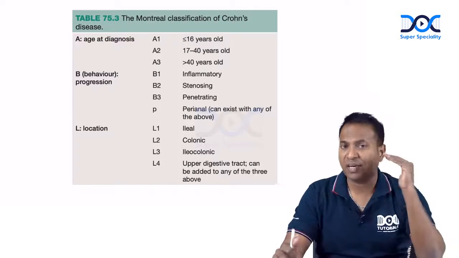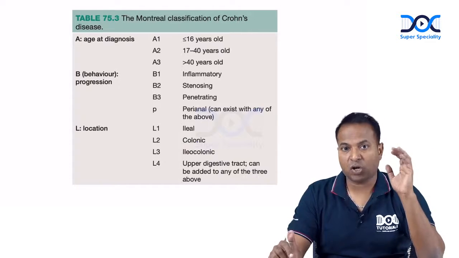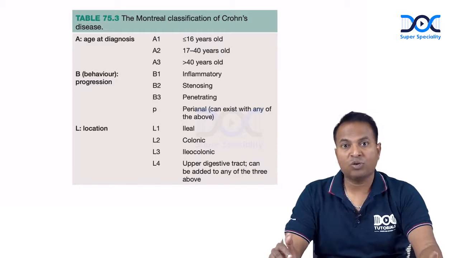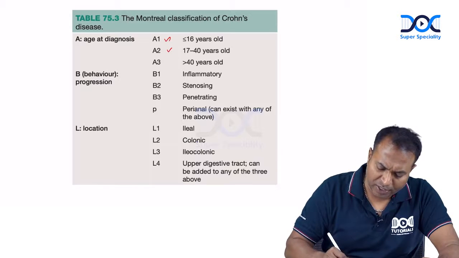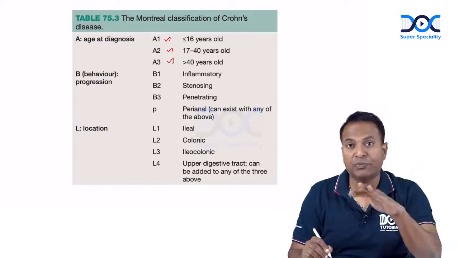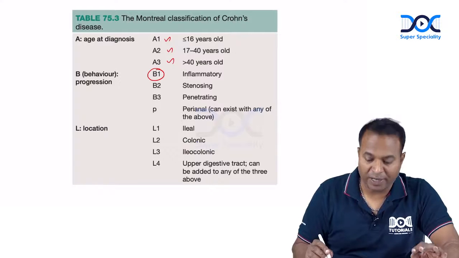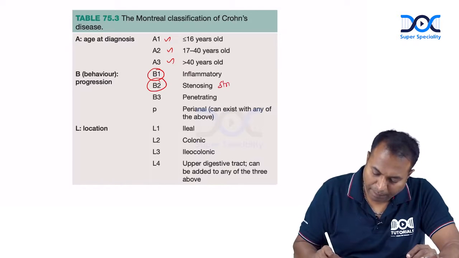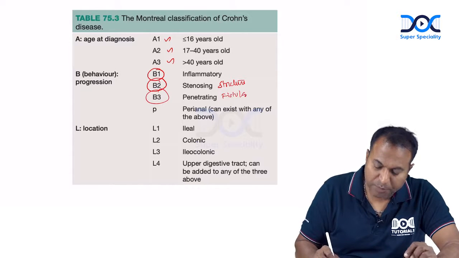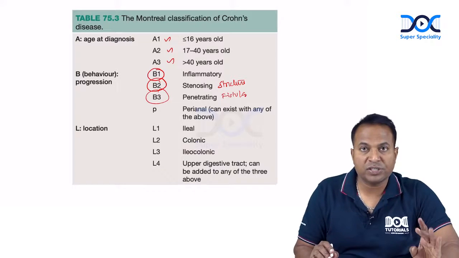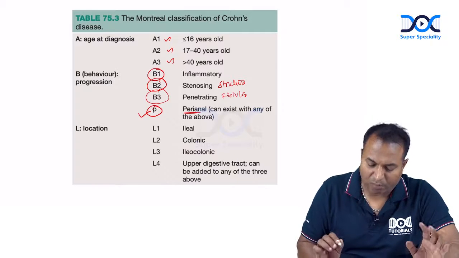And this is a very important classification. It is there in the 27th edition also. But please remember, the Montreal classification of Crohn's disease. In olden days it was known as the Vienna classification. Now it is called the Montreal classification. Age: A1, A2, A3, less than 16, 16 to 40, more than 40. Behavior: B1, inflammatory. B2, stricture. B3, fistula. Fistula is called the penetrating type. So inflammatory, stricturing, fistula, B1, B2, B3. If P is added, it means there is perianal involvement.